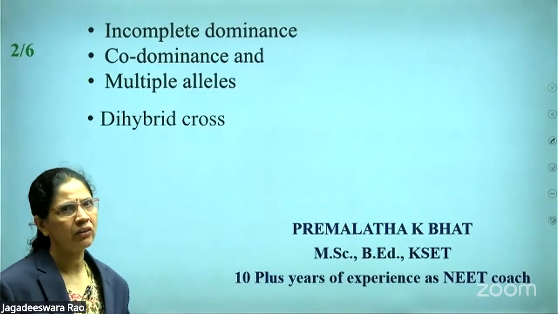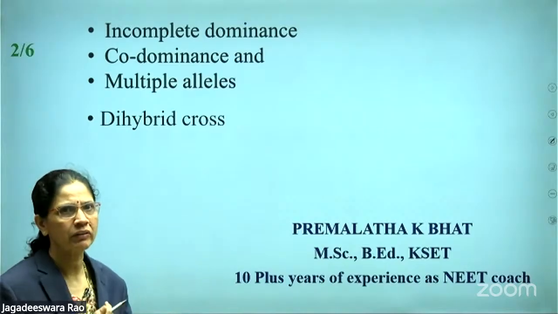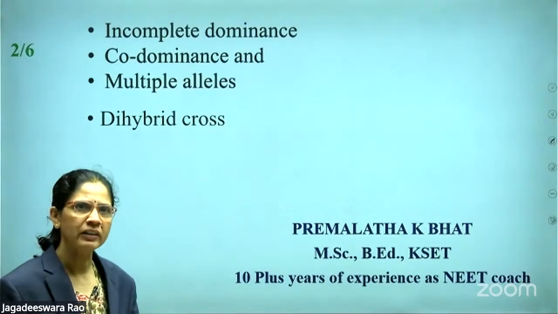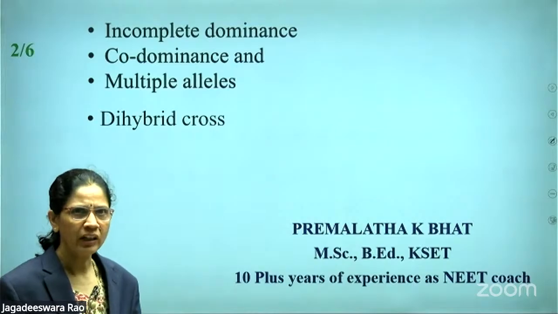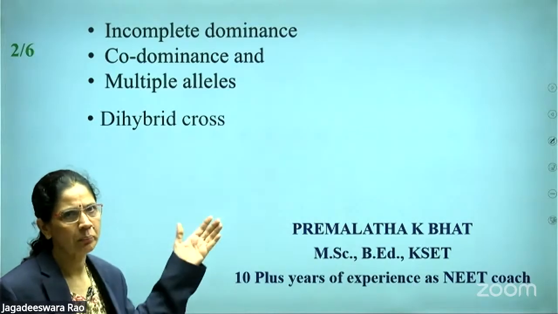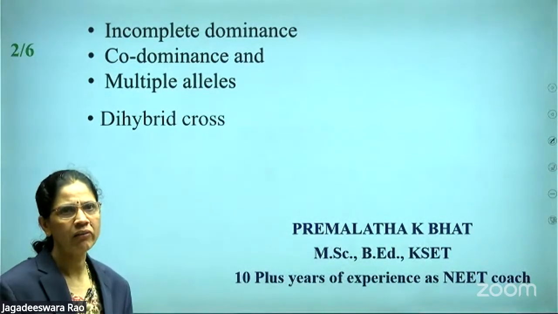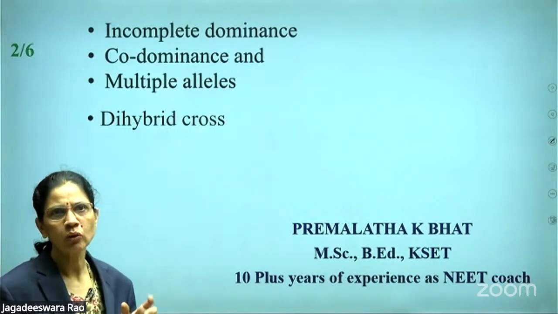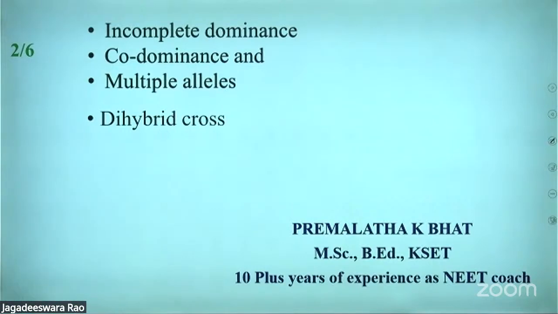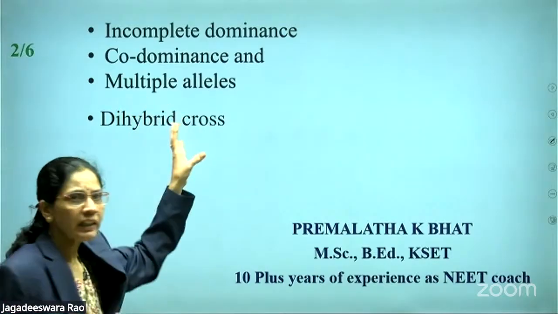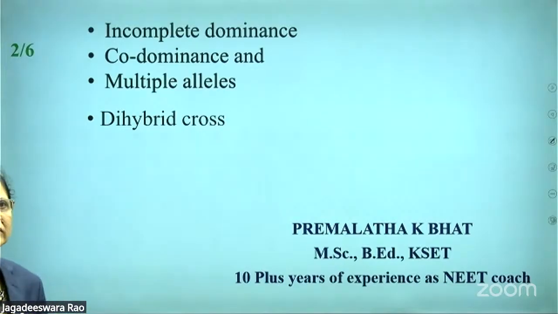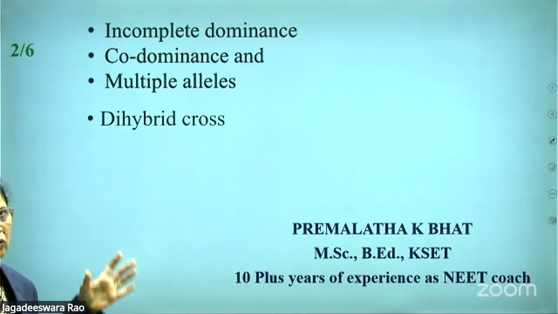In the previous class we already discussed the first part of principles of inheritance and variation. Now we are going to discuss the next topics. First we discussed Mendel's law of purity of gametes, then the law of dominance, that is the monohybrid cross. You remember, I guess? Now, our topics are incomplete dominance, co-dominance, multiple allelism, and dihybrid cross. Today, I want to discuss all these topics.